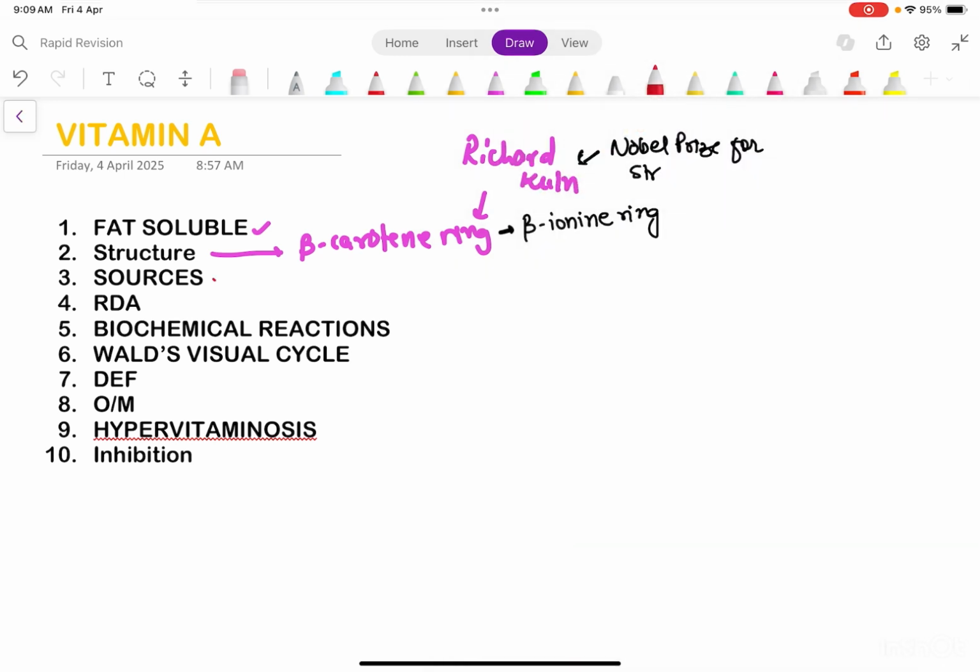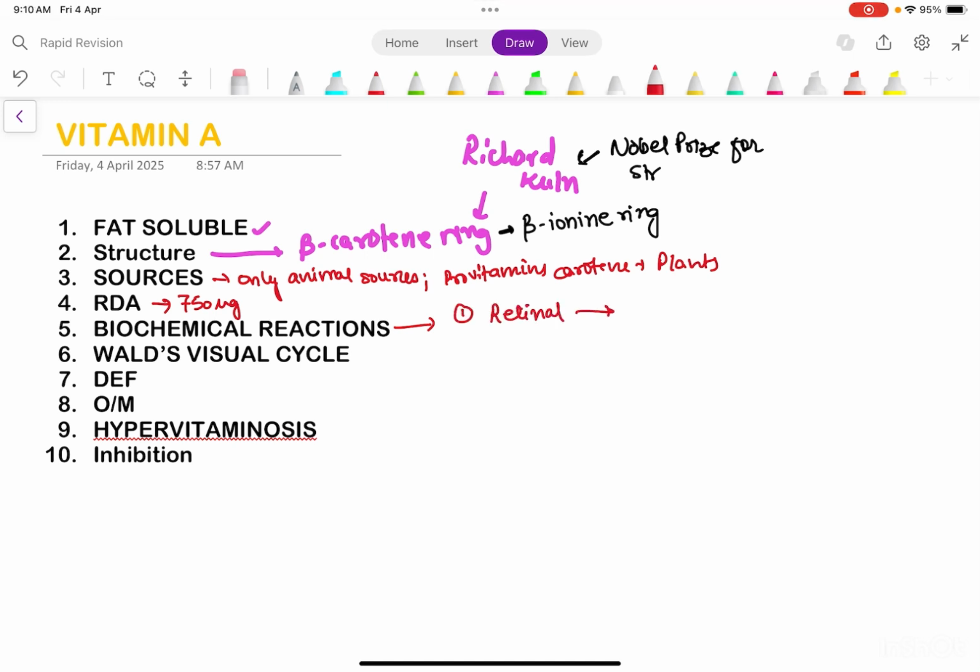All right, then let's talk about the sources. So sources are only animal sources. Provitamin carotene is seen in plants. RDA is 750 micrograms. Now coming on to biochemical reactions, it is having three forms.